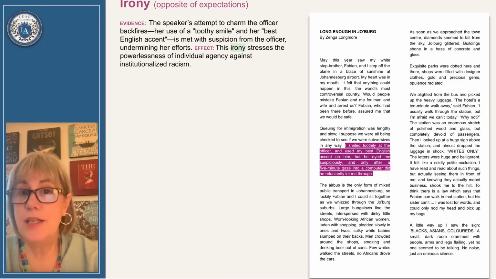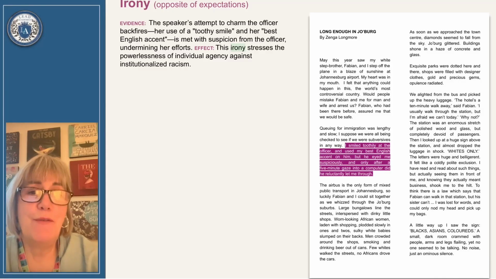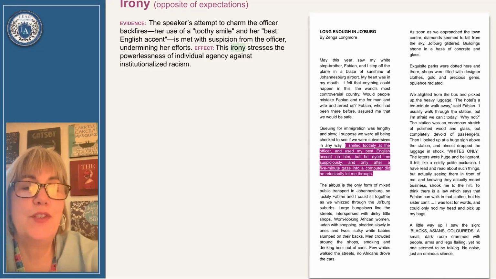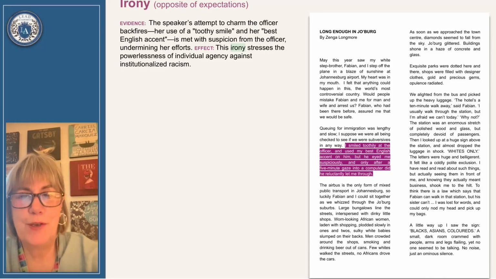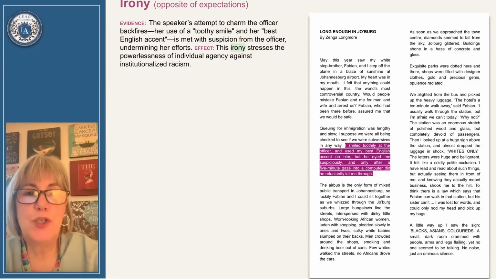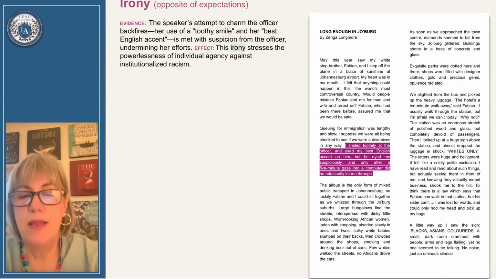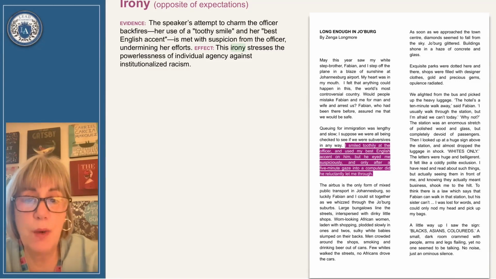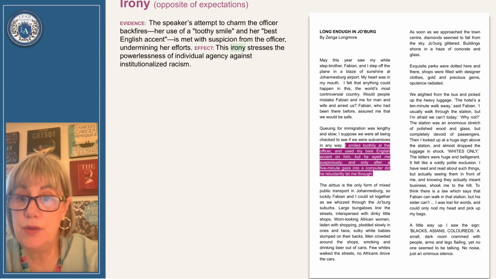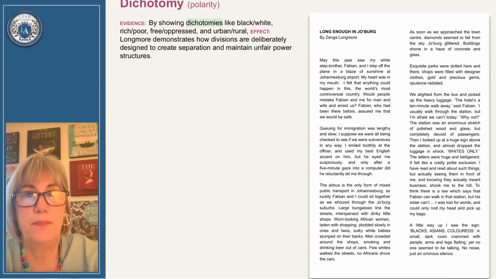Irony. Like the other forms of contrast, irony presents contrasting ideas side by side, but as the opposite of what's expected. For example, the speaker's attempt to charm the officer backfires. Her use of a toothy smile and her best English accent is met with suspicion from the officer, undermining her efforts. This irony stresses the powerlessness of individual agency against institutionalized racism.